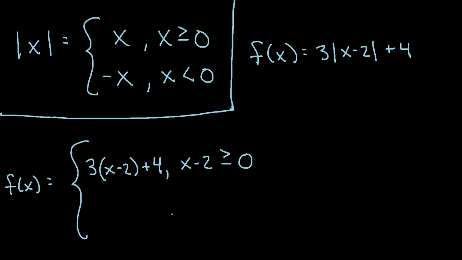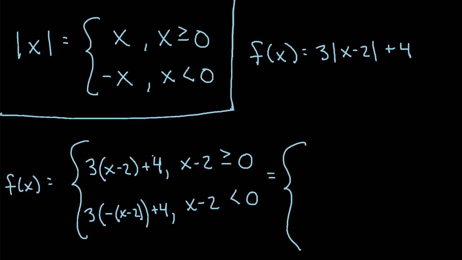Now, our second condition is going to be when x minus 2 is less than 0. So remember, for this second condition, we're returning the negative version of whatever we put in the absolute value signs. So instead of returning x minus 2, we're going to return negative (x minus 2). So here's how we write that. 3 times negative (x minus 2). And then we have plus 4. So these are our two conditions. All we have to do now is just simplify it a little bit.